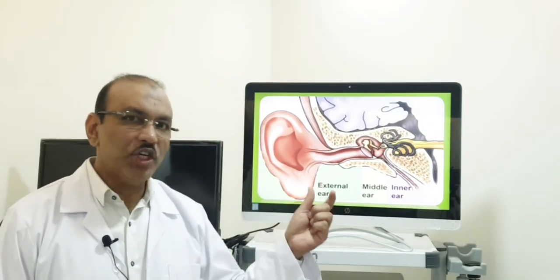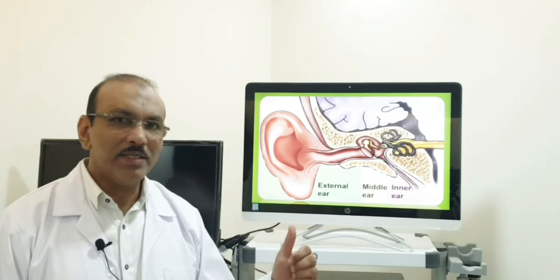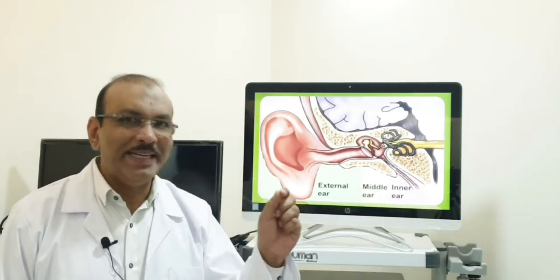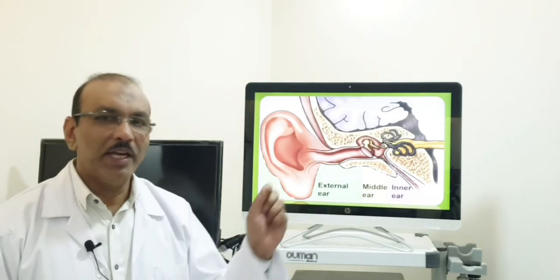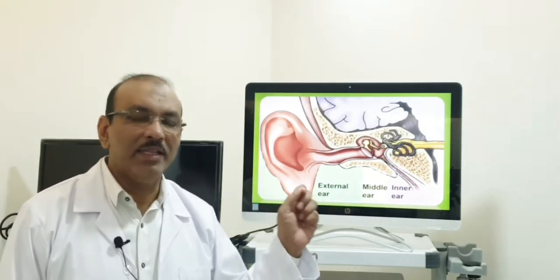The normal function of the middle ear requires two things. One is it has got three small bones. The three small bones should be intact and should be well connected. The second one is the presence of air in the middle ear.